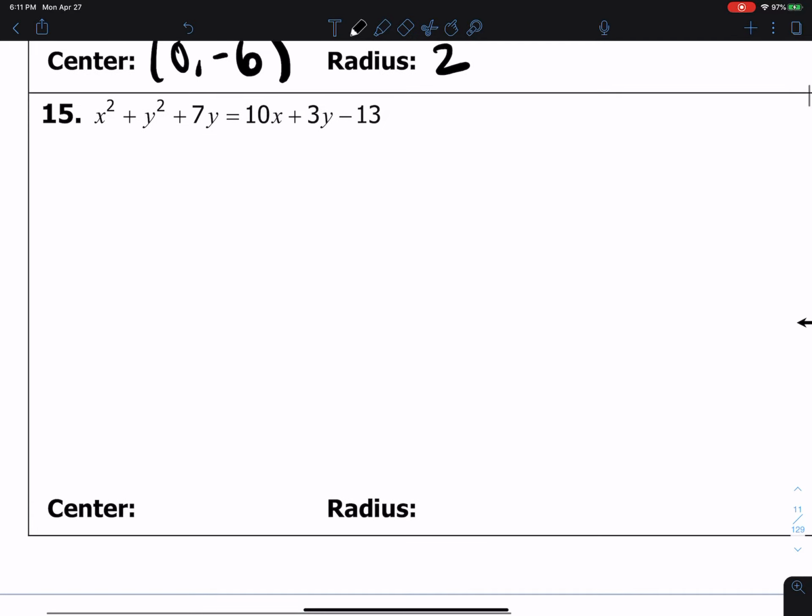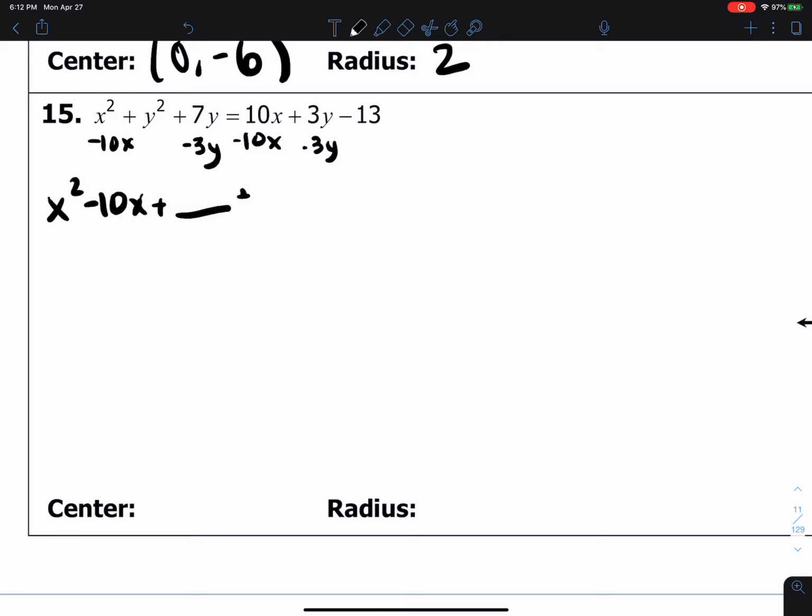Okay, and then this is our last problem on this homework assignment. So I'm going to move this 10x and this 3y over because they need to be on the same side, and we do that by subtracting. So I'm just going to subtract 10x and subtract 3y. So now we have x squared minus 10x plus blank plus y squared plus 4y plus blank equals negative 13.